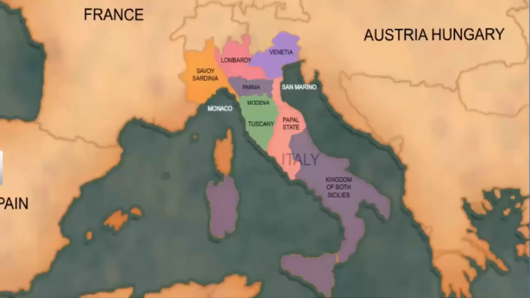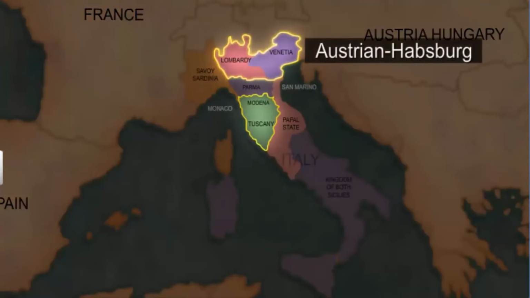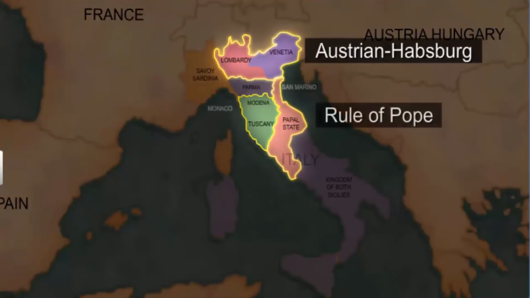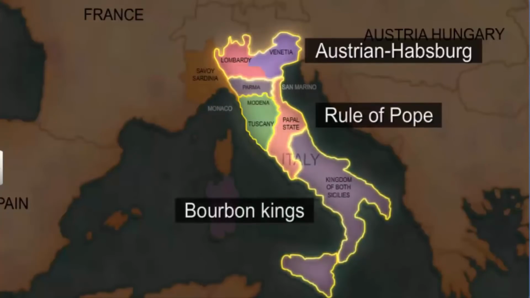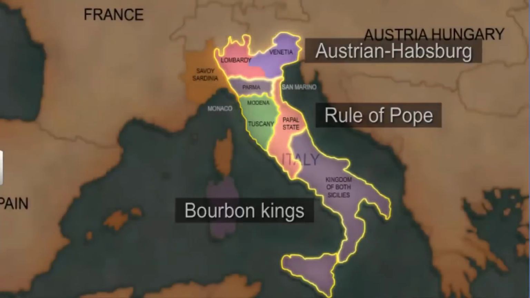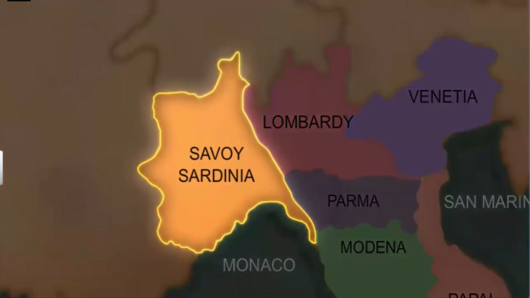Italy had a long history of political fragmentation too. During the middle of the 19th century, Italy was divided into 7 states. Northern Italy was ruled by the Austrian part of the Habsburg Empire. Central Italy was ruled by the Pope, while the southern part and Parma came under the Bourbon kings of Spain. Only one state, Sardinia-Piedmont, was ruled by an Italian princely house.